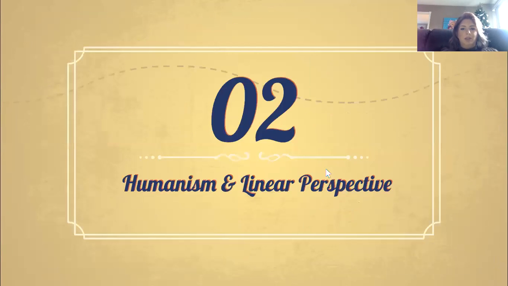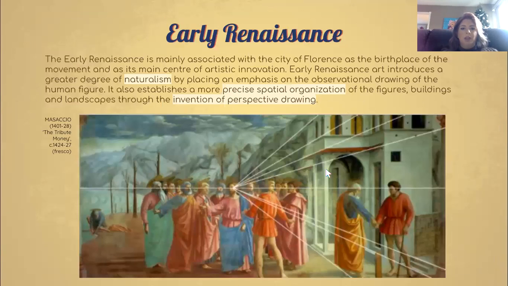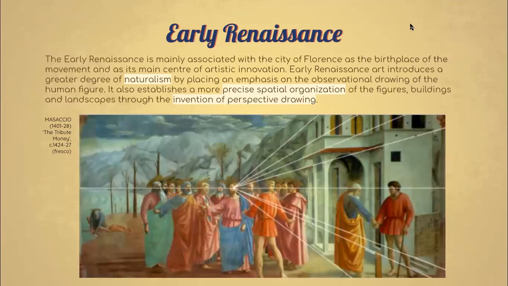Tuesday's class. All right, so we're going to be looking at humanism and linear perspective today. That was the major development in the early Renaissance. The early Renaissance is mainly associated with the city of Florence as the birthplace of the movement, and it's basically the main center of artistic innovation.